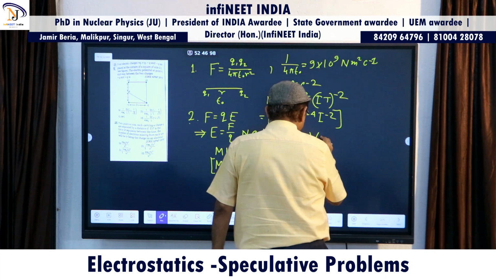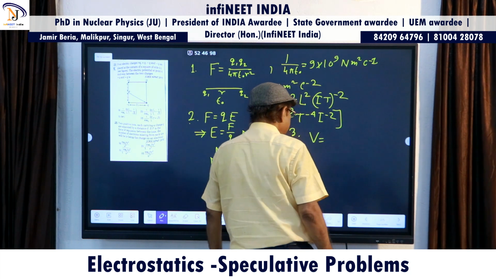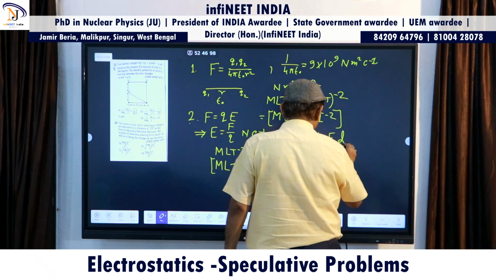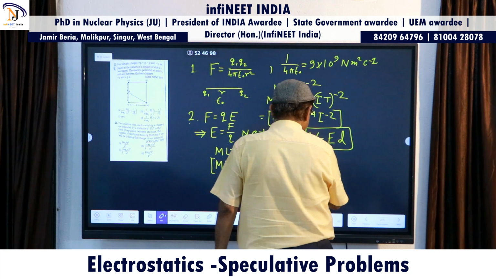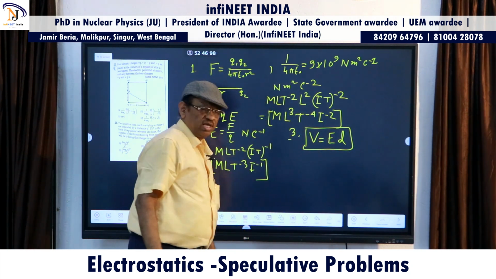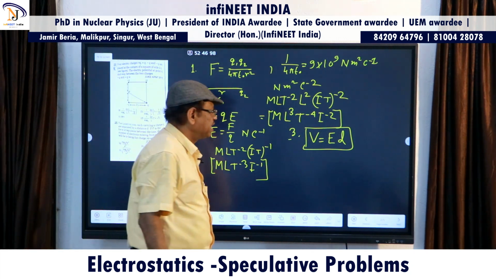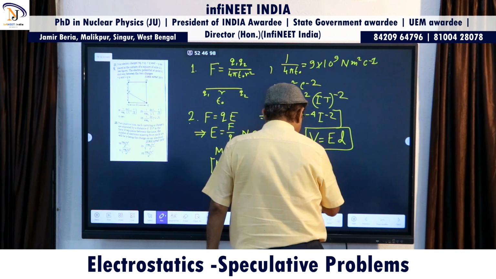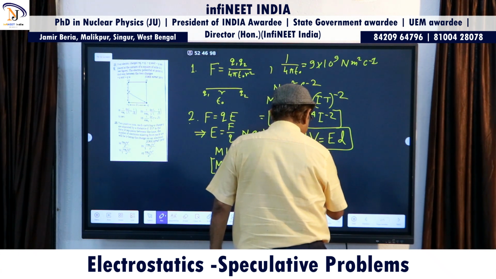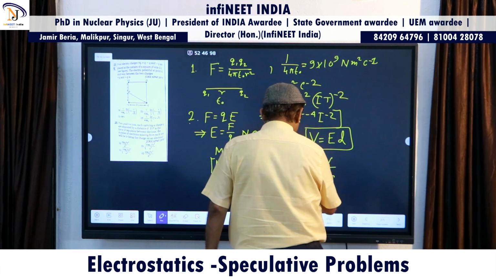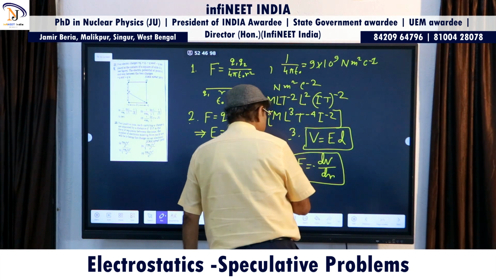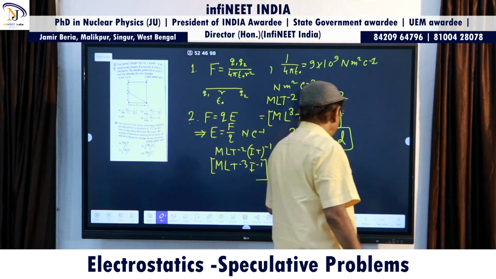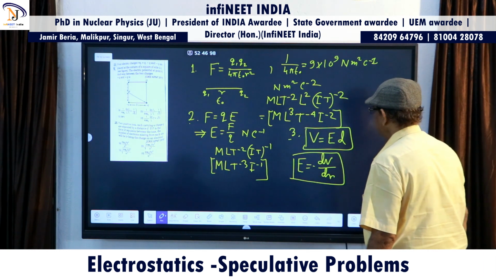And the next is 3. V equals E into D. You may write like this: V equals E into D, electrical field intensity into distance. And also E is equal to minus dV by dr. This is also an important relation. So you should know all these 3 relations.